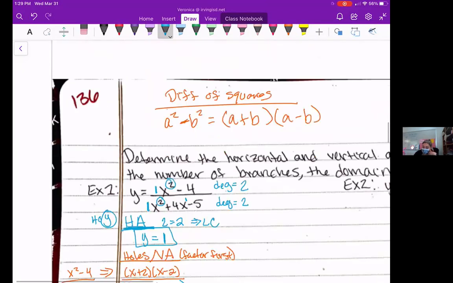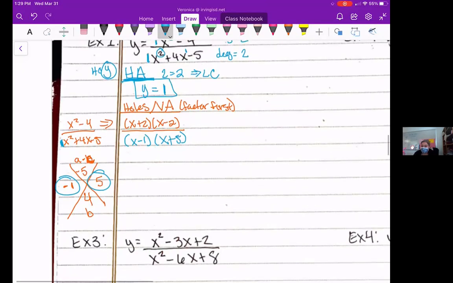So if you're looking at this example, x plus 2, x minus 2 is in my numerator. And then in my denominator, I have x minus 1, x plus 5. Do any of them match? No. Because none of them match, I know my holes are none. And once we see an example where you do have holes, that'll make more sense.